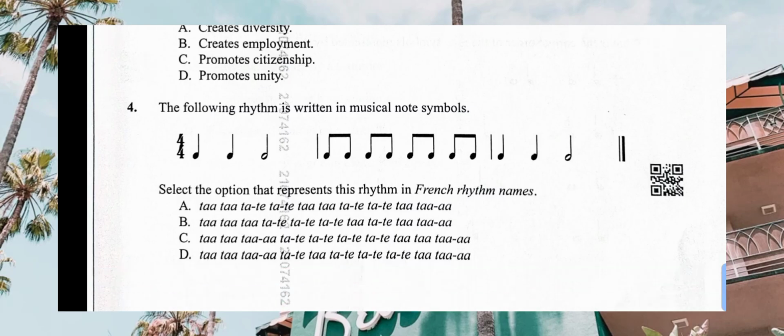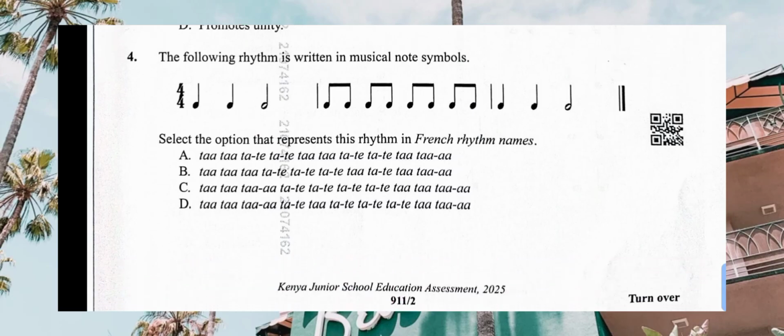Then the following rhythm is written in musical note symbols. Select the option that represents this rhythm in French rhythm names. Let's start: the first one is ta, ta, then ta-a. Crochet ta, then minim ta-a. Pairs of quavers, tate, tate, tate, tate. Then crochet again, ta, and then minim ta-a. So we start with ta, ta, ta-a.